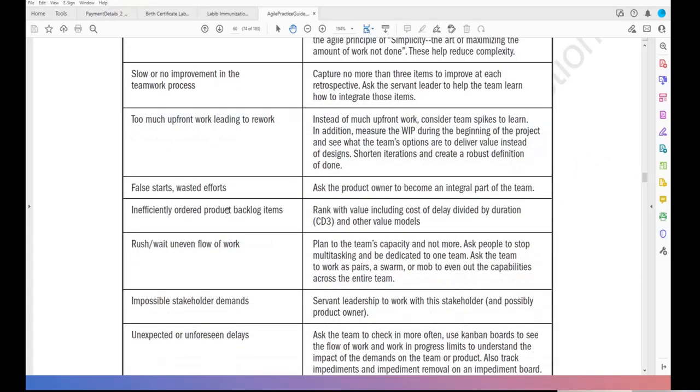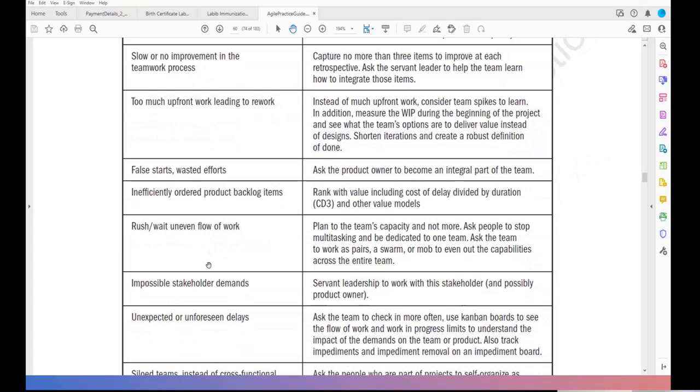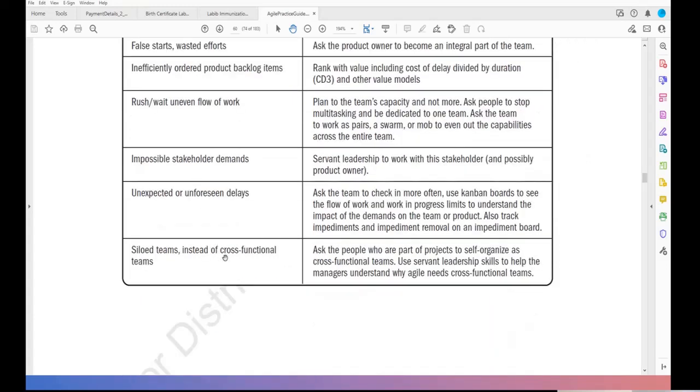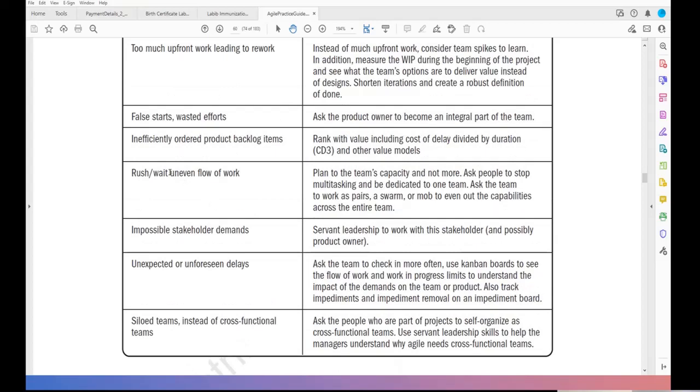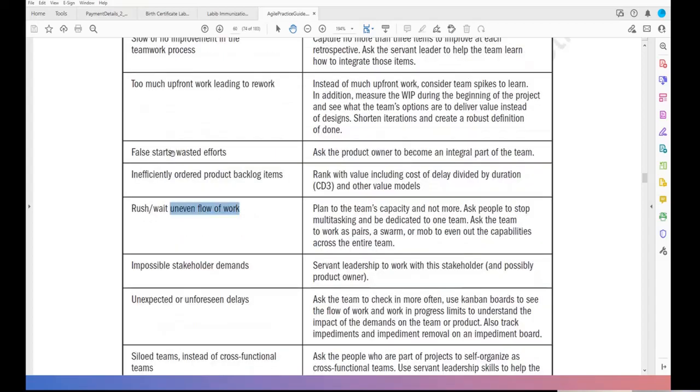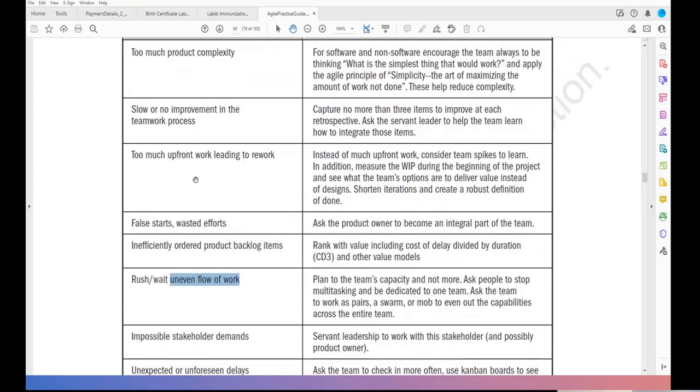This kind of thing, just read it. These are not that important, but if you have silo teams instead of a cross-functional team, these are also pain points, because as I mentioned, with silo teams you need to coordinate with the team lead, and it will go through, and it takes time. Impossible stakeholder demands, rush or wait, uneven workflow, false state of time.